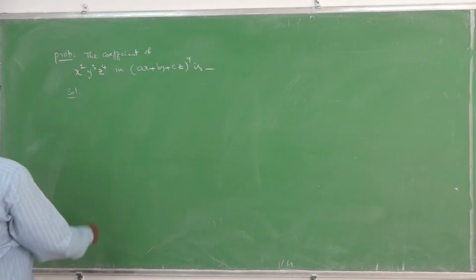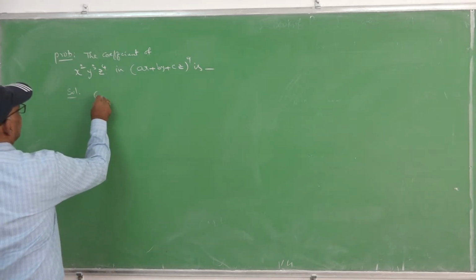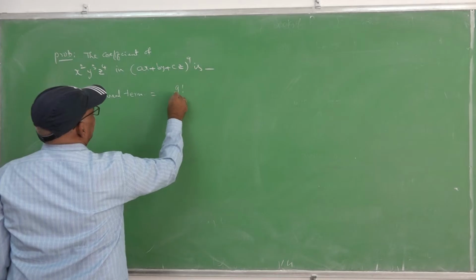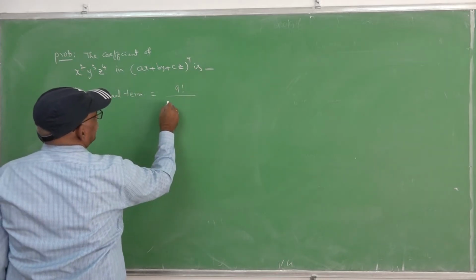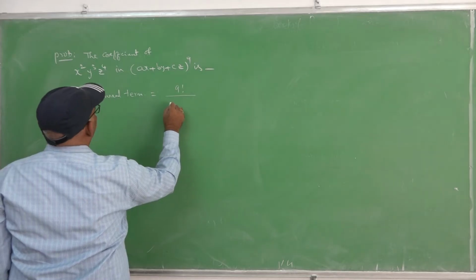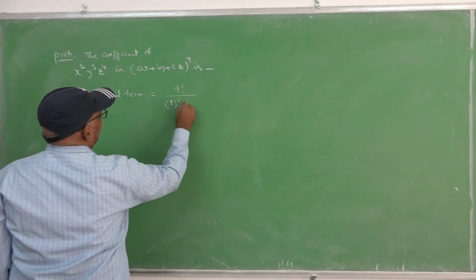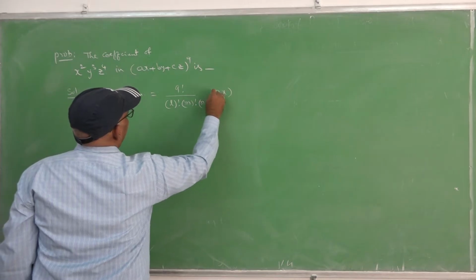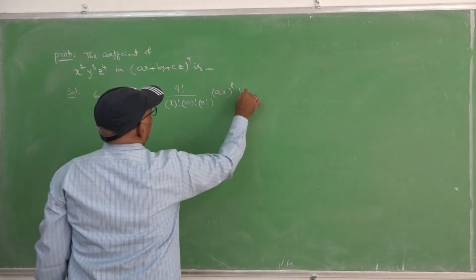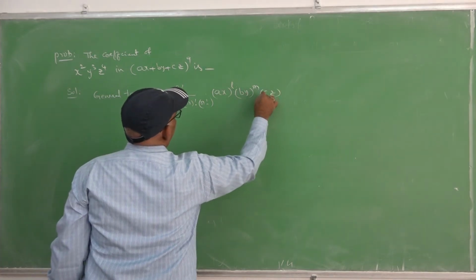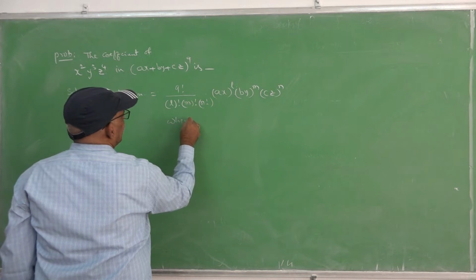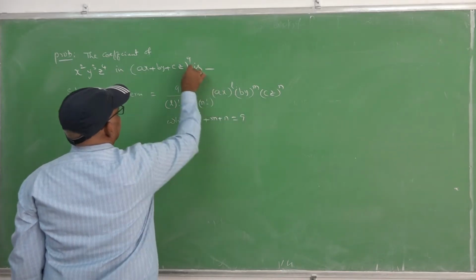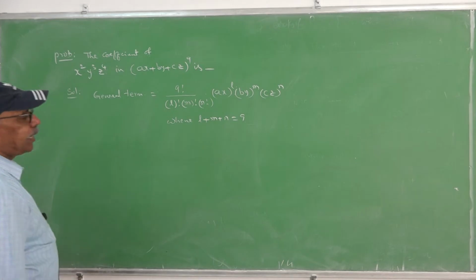In such a case, the required coefficient is obtained by taking the general term. The general term of the expansion is 9 factorial by l factorial, m factorial, n factorial, (ax) whole power l, (by) whole power m, and (cz) whole power n, where the powers l plus m plus n is the index 9. This is the general term of the expansion.